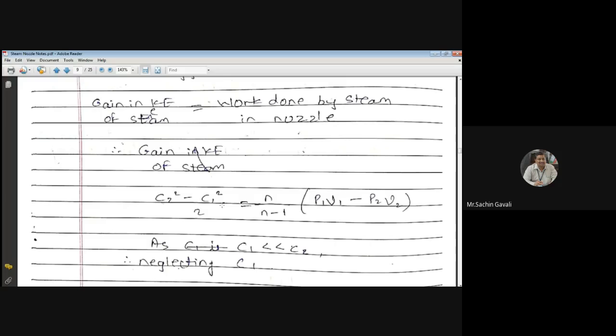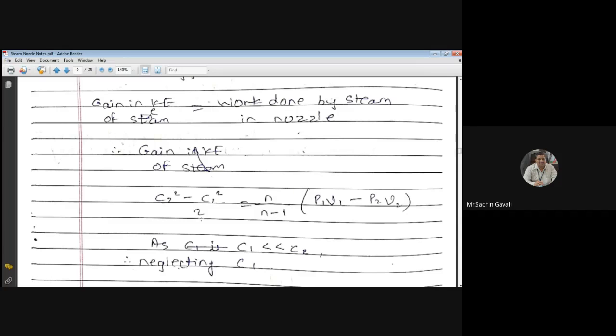Initial kinetic energy will be c1 square divided by 2, so the gain becomes c2 square minus c1 square divided by 2, and this is equal to the work done. In any adiabatic process, work done is given by n upon n minus 1 into bracket P1 V1 minus P2 V2. You learnt this formula in your basic mechanical engineering course last year.